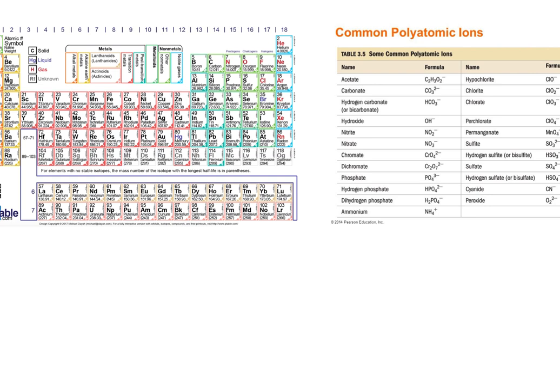So let's say I have a compound. All you need to do is, it's very simple. First, we're gonna name the first element, and then we're gonna name the second element, and it should end in "ide." If it's a single element like this, then it will end in "ide," just to remind you.